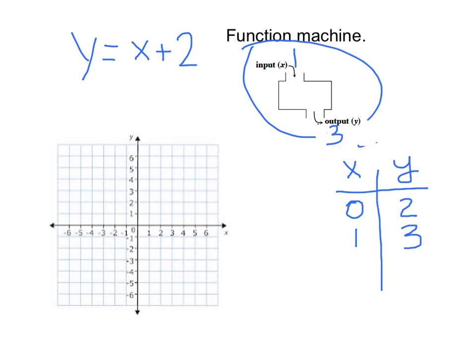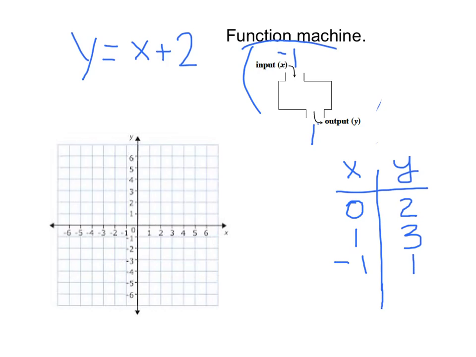How about if x equaled negative 1? Let's try that. If x equaled negative 1, what would we get for our output? Well, let's see. Negative 1 plus 2 equals positive 1. So the output would be positive 1. Is that what you were thinking? Good. Okay, so negative 1, positive 1.